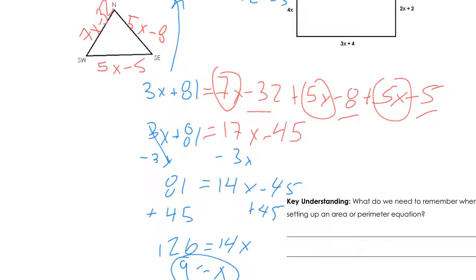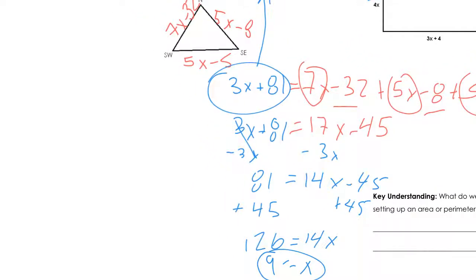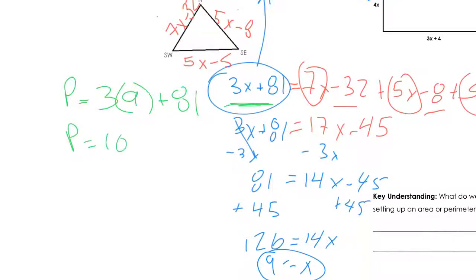I know the total perimeter is 3x plus 81, and I know x is 9. So I could find the perimeter now that I know my x value. It's 3 times 9 plus 81. I'm just substituting it in. I could also substitute it in for all the sides and add them together. That's the other side of the equation, but this will be quicker. 3 times 9 is 27. 27 plus 81 is 108. So it's 108 feet around his garden.